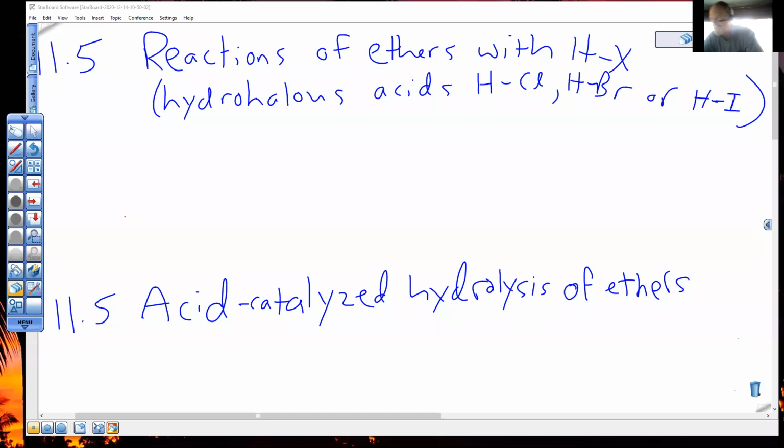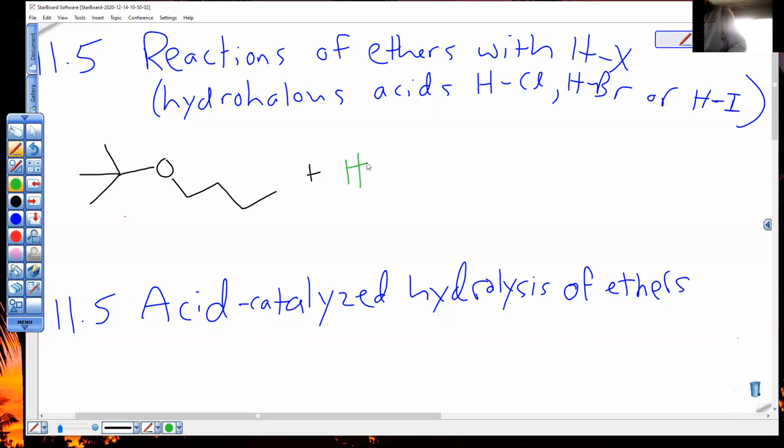Off we go. Here we're going to react ethers with acids. And we're going to have similar questions that we had earlier about which direction we should go. Here we'll go with HI. I haven't used HI too much this semester. Very good strong acid. We're going to use excess of it. And we're going to generate three products.